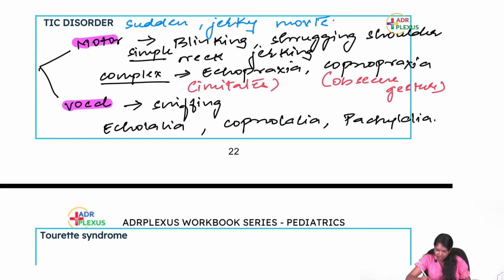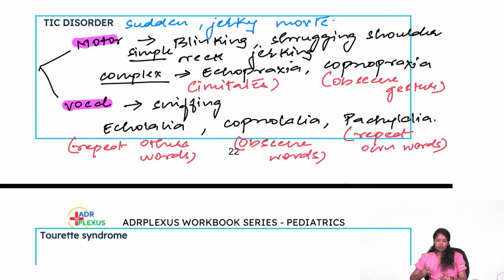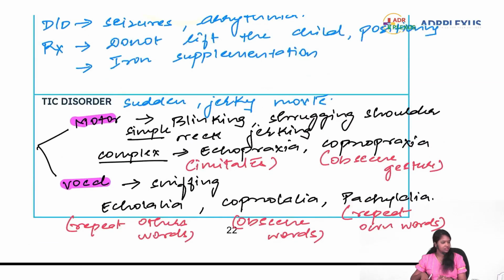Okay, so imitating. How do they imitate? If someone is speaking, they will repeat the word, imitate the word. Coprolalia is they will use obscene words. Pachylalia is they will repeat their own words. They will keep on telling the same word again. Okay, this is about tics. So echo means imitating, copro means obscene, which is not acceptable. Pachy means repeating their own behavior or own words. Okay, so that is tic disorder.